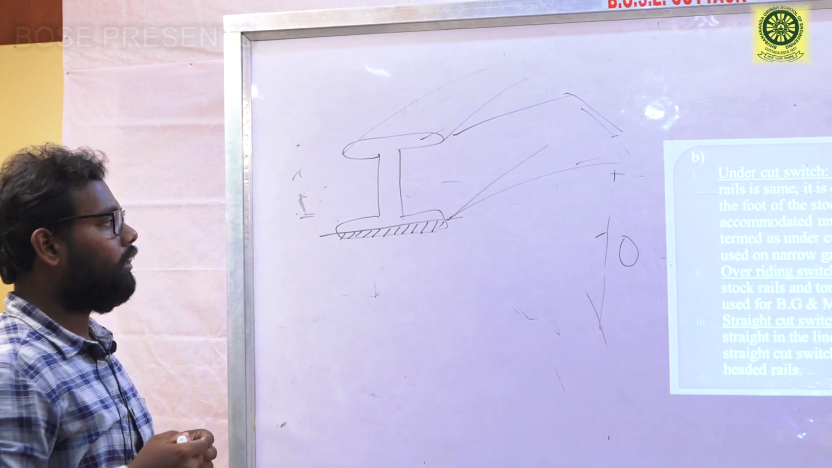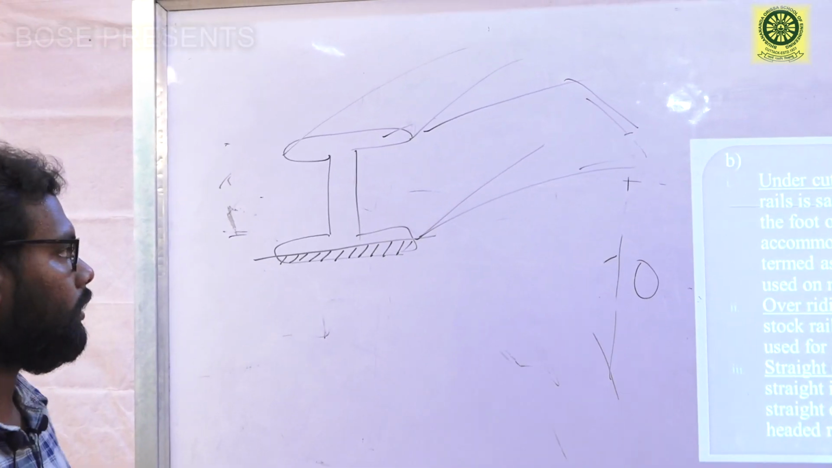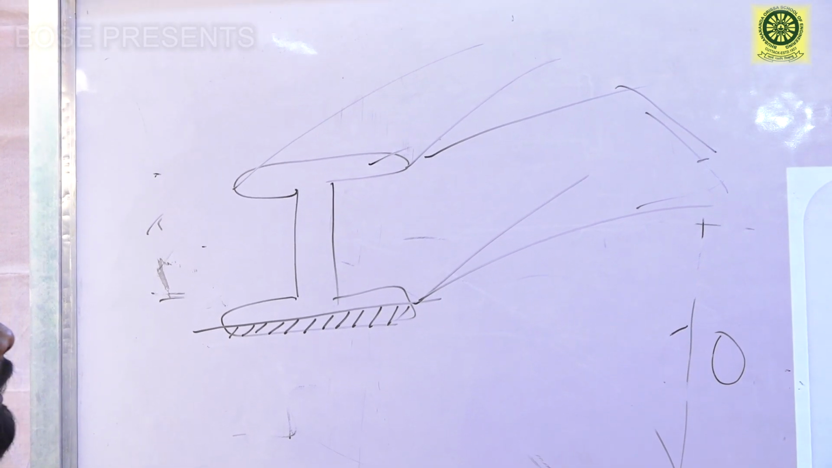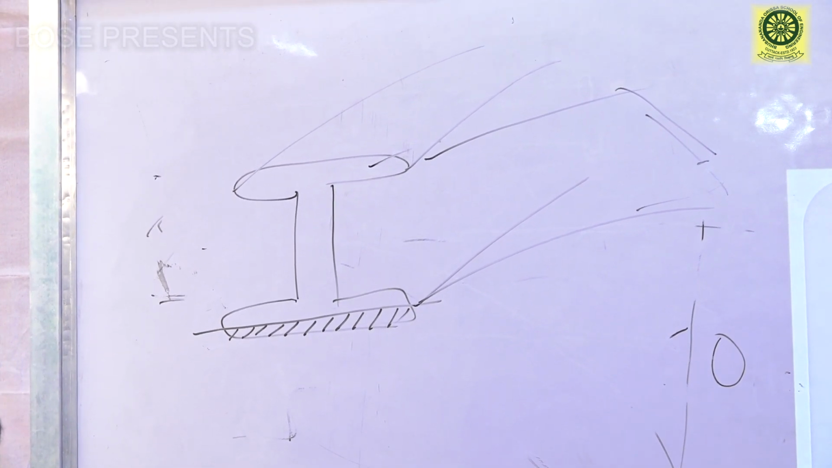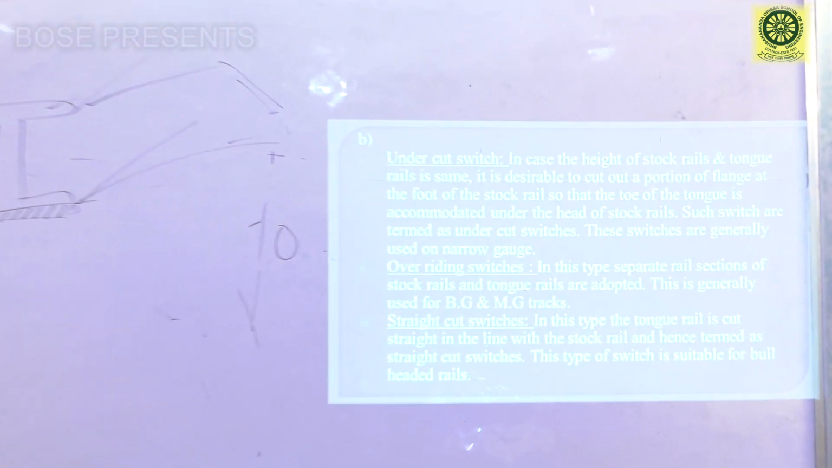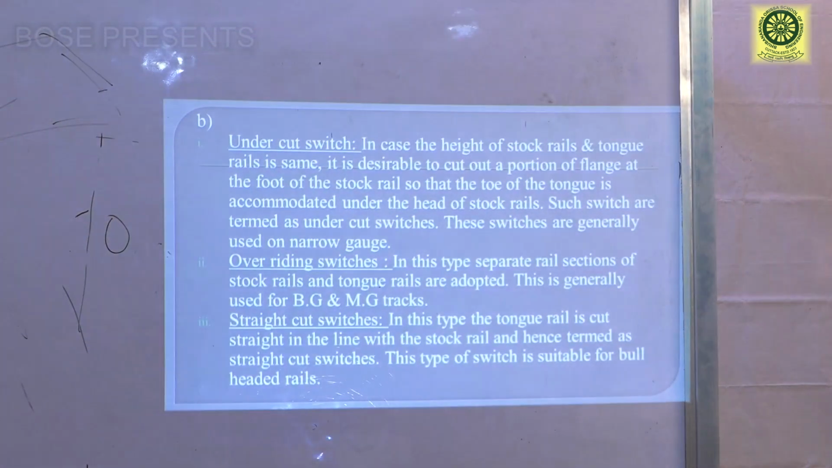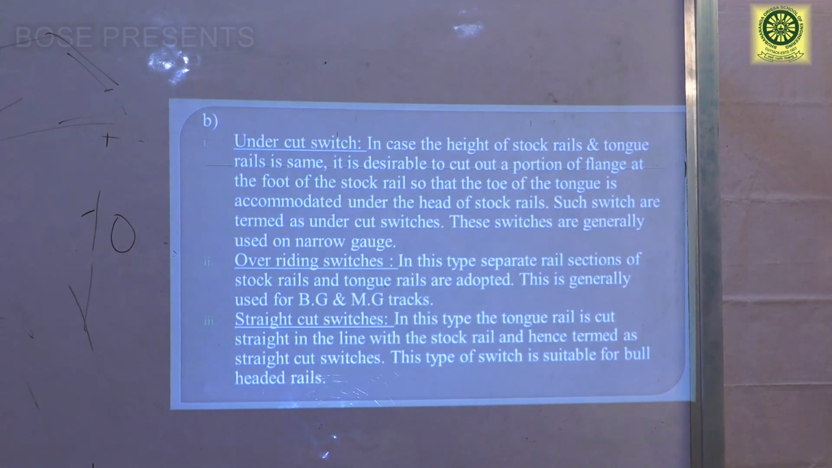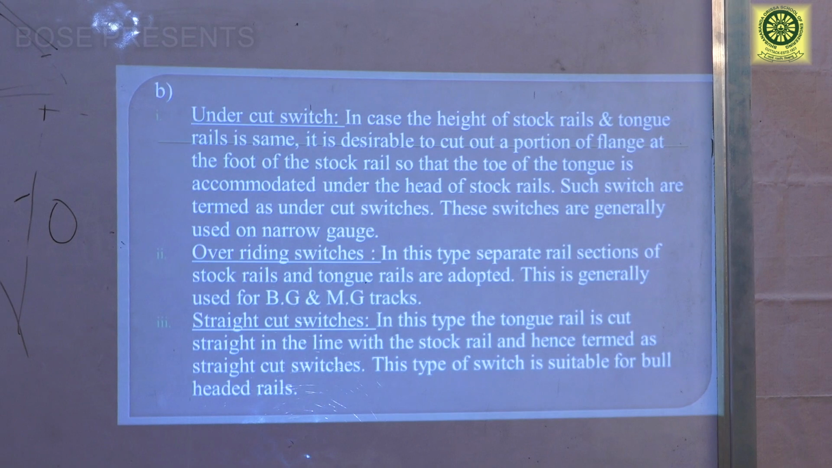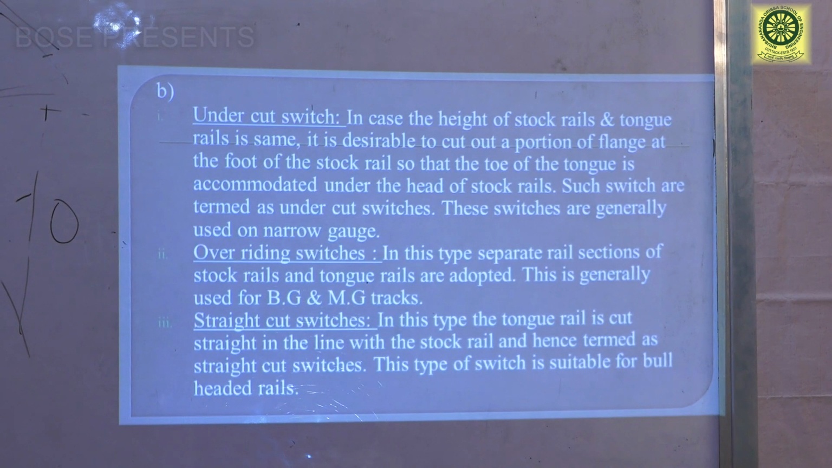Okay, now look at the definition. In case the height of stock rails and tongue rails is same, it is desirable to cut out a portion of flange at the foot of the stock rail, so that the toe of tongue rail is accommodated under the head of stock rail. Such switches are termed as undercut switch. These switches are generally used on narrow gauge.